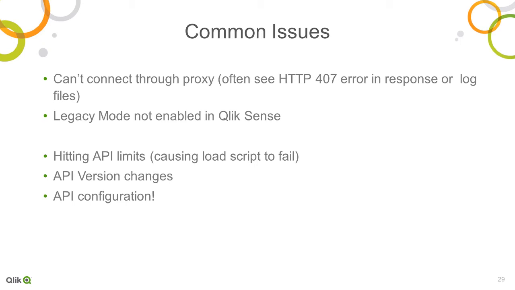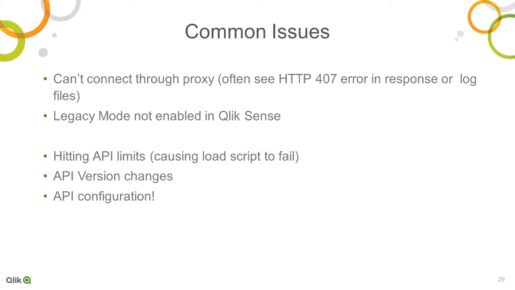Legacy mode. So you don't have to turn on legacy mode in Sense in order for the web connector to work. But if you want to use the full URL as the data source, instead of using a lib connection, you do need to change it from standard mode. We will look at that in the demo, just so everyone is aware of what that means. But that is a fairly common support case.